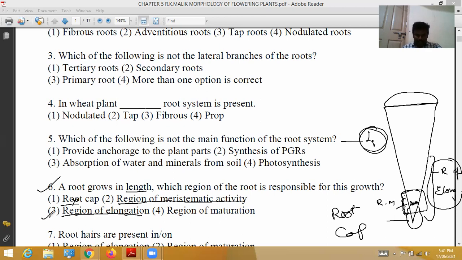So the third option is correct. The region of elongation is responsible for root growth. Next, region of maturation. This is the region of maturation, and it is not responsible for the root growth. So among the four options, the correct option for the sixth question is the third option.